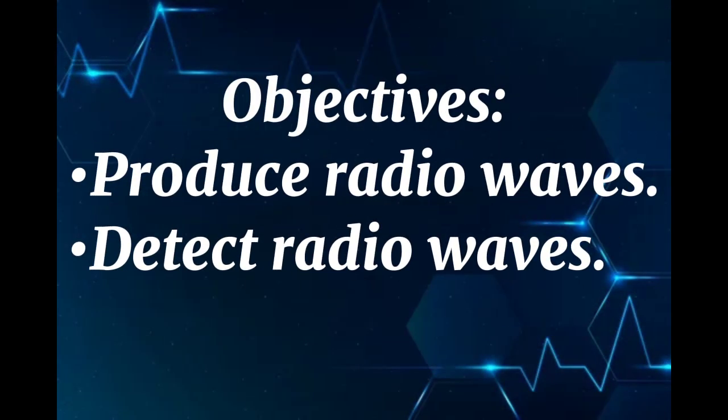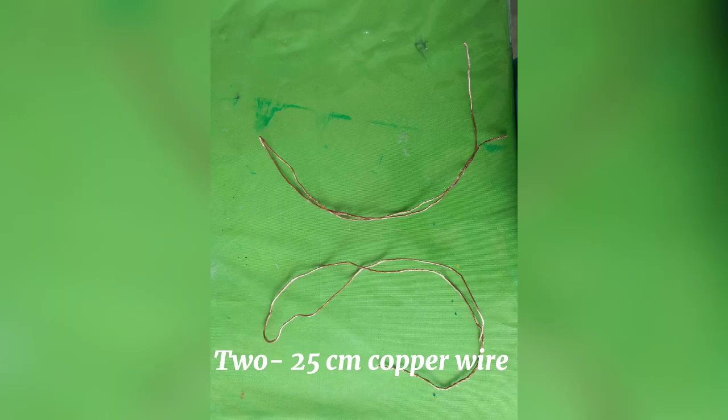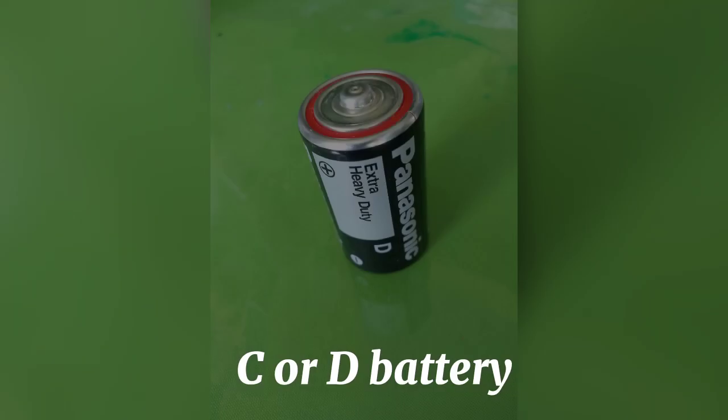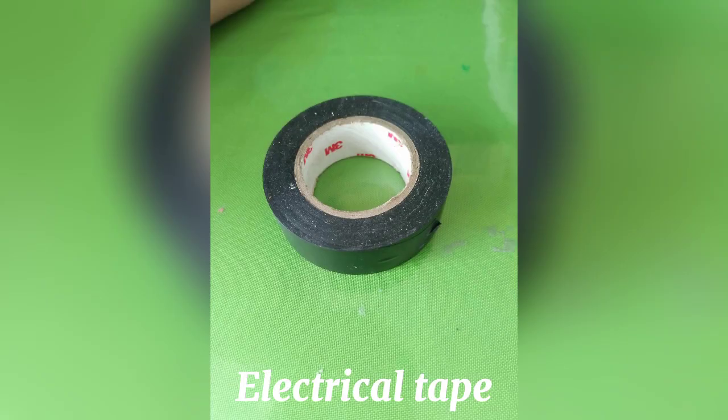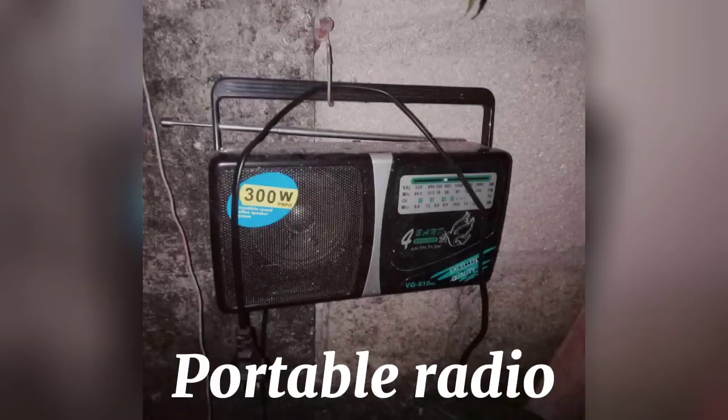Objectives: produce radio waves, detect radio waves. Materials: 225 cm copper wire, C or D battery, electrical tape, fork, portable radio.